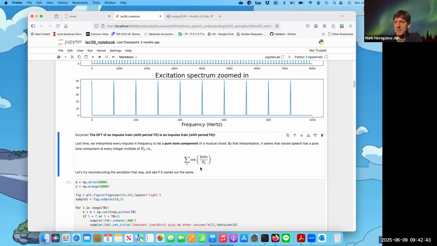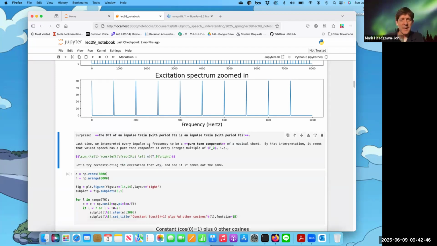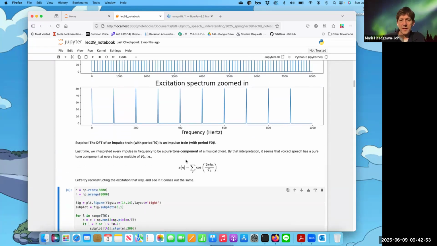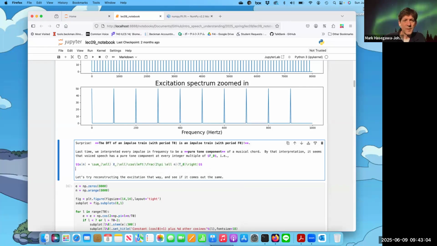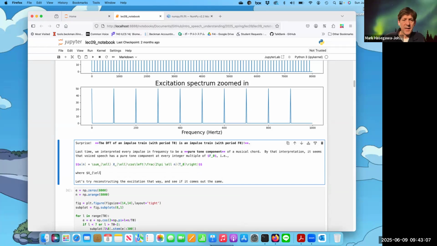And so what this formula is doing is, I'm saying, let me say that x of n is equal to capital X sub L, where capital X sub L is the Fourier transform component at the frequency sample number L, which is F equals Fs times L over capital N hertz.